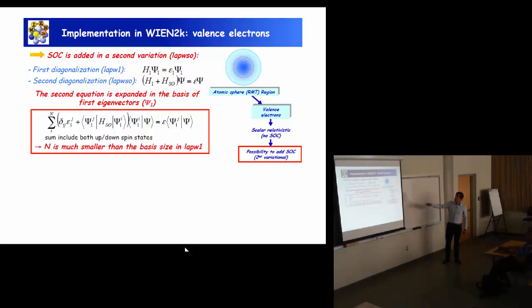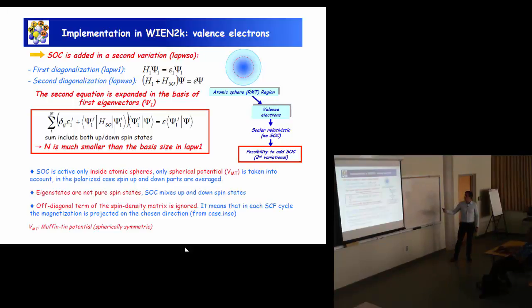The good point is that the basis set for the spin-orbit calculation will be smaller than the basis set for the LAPW1 calculation. So it will be inside the muffin-tin sphere. If you have chosen a very bad muffin-tin sphere, you will have a bad treatment of this spin-orbit coupling, so you have to choose it carefully. Your eigenstate will not be related to the spin, but to kappa, the relativistic quantum number. So you can no longer separate spin up and spin down.